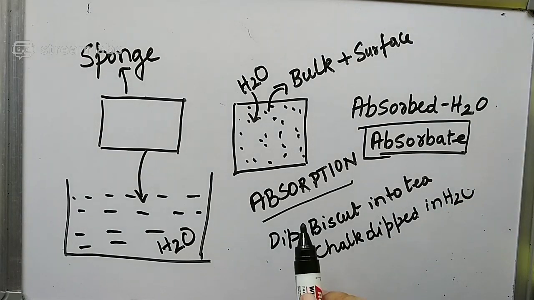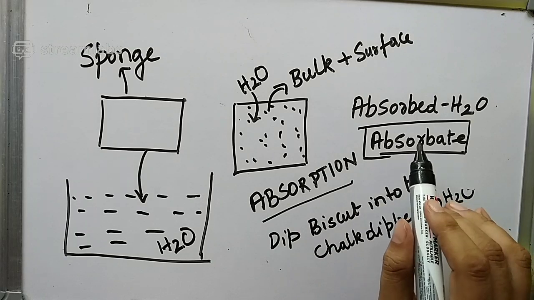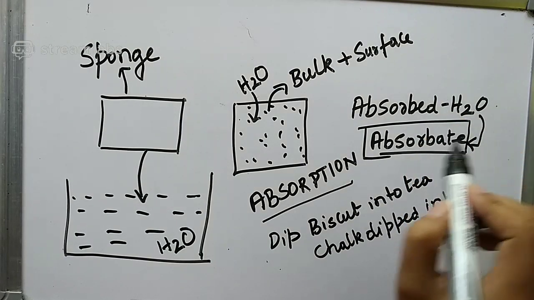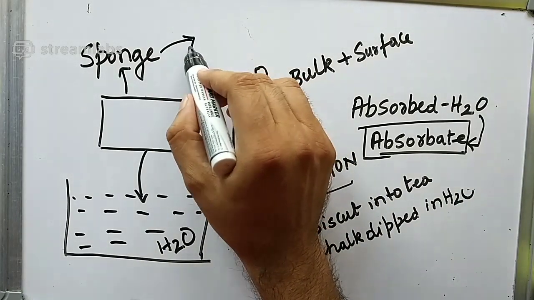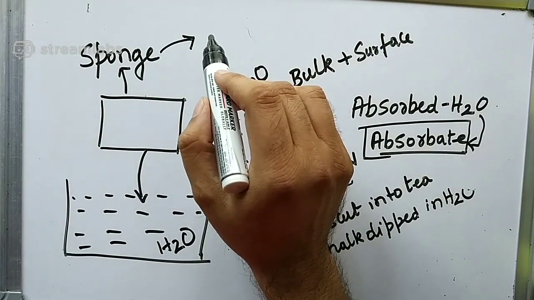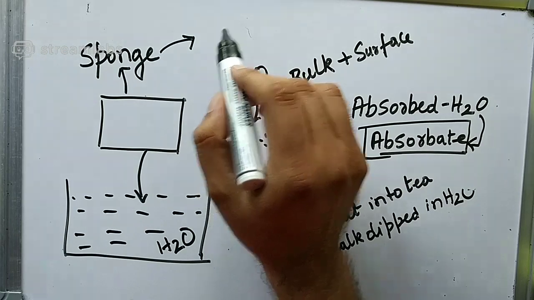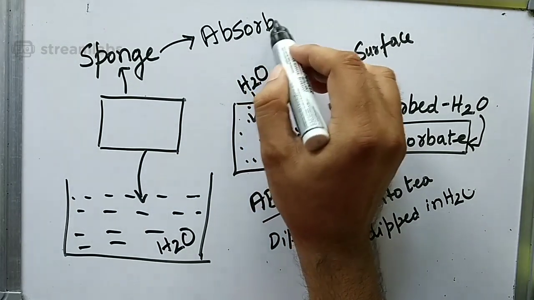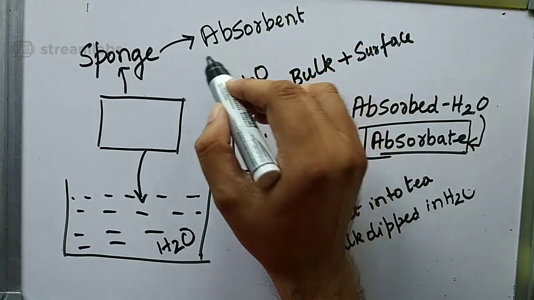Now, which is giving the scope for that absorption? That is nothing but the sponge. So water is said to be the absorbate. Then what should this sponge be called? This sponge should be called an absorbent. It is called an absorbent.